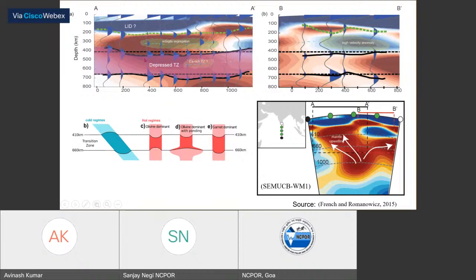This was one of the observations, which explains that it basically has a garnet dominant system. The mantle is a garnet dominant system over here, and it is extremely hot.